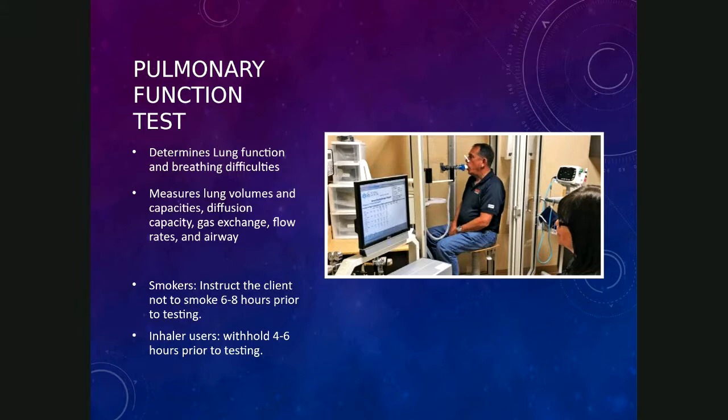There are a couple of things you want to instruct the patient to do prior to testing. For smokers, you want to tell them they're not allowed to smoke for 6 to 8 hours prior to testing. And for anybody who uses an inhaler, they need to withhold their inhalers for about 4 to 6 hours prior to the testing. Does anybody understand, or want to elaborate on, why you don't want to have those things in your body?